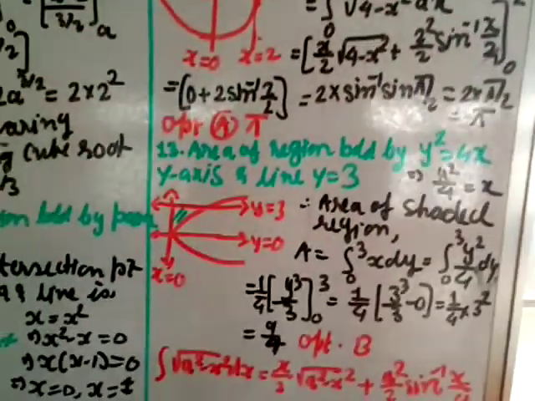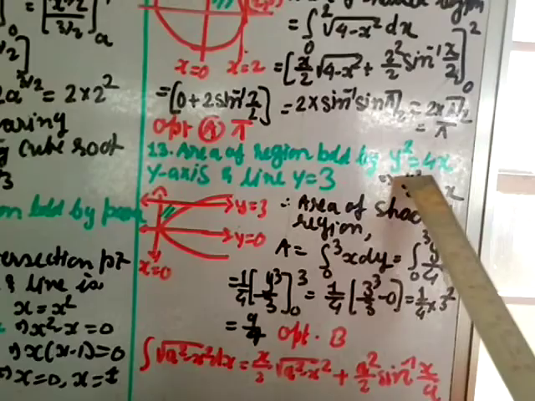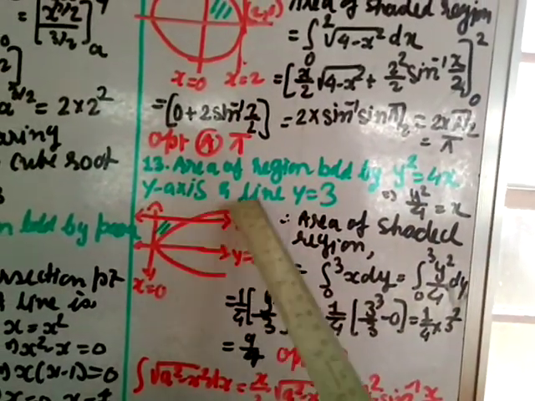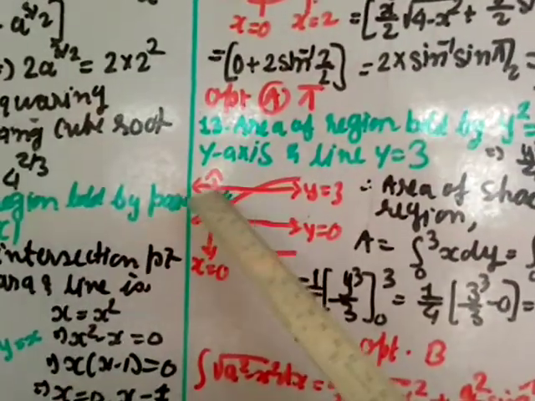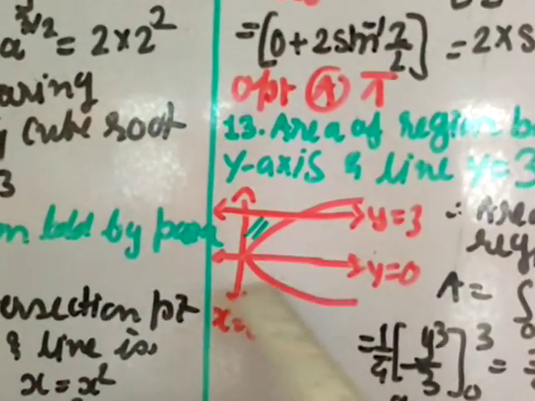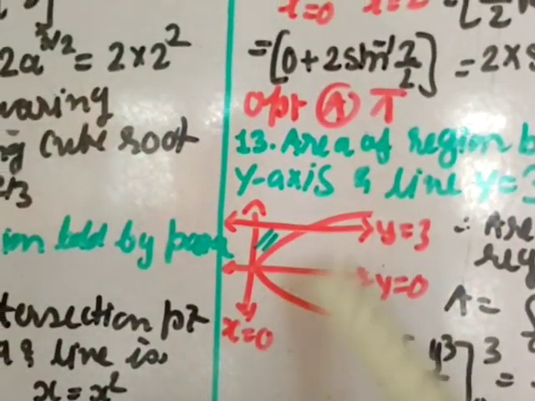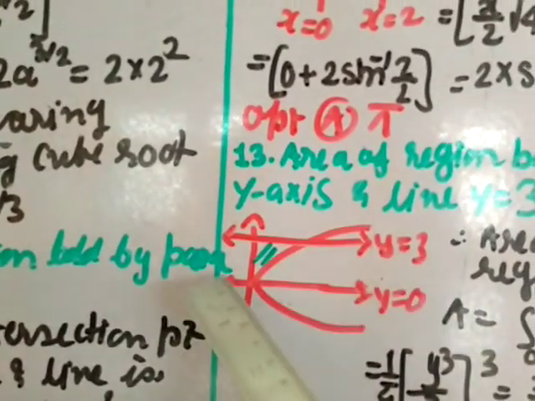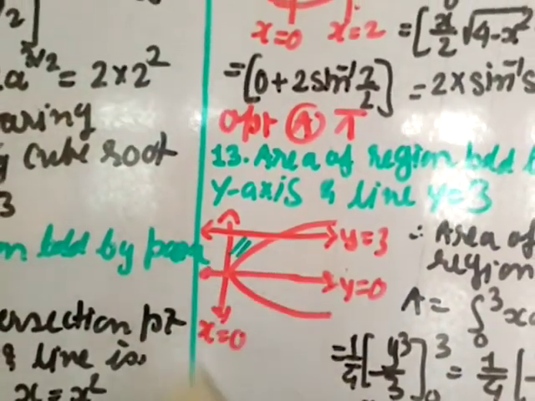Question number 13. Area of the region bounded by y square is equal to 4x, the y axis, and the line y is equal to 3. Now here this region, you can see these two lines I have drawn. That is the area you have to find. This is the curve, a parabola symmetric to the x-axis. This is the line y is equal to 3, y is equal to 0. So this area you have to find, the small area.